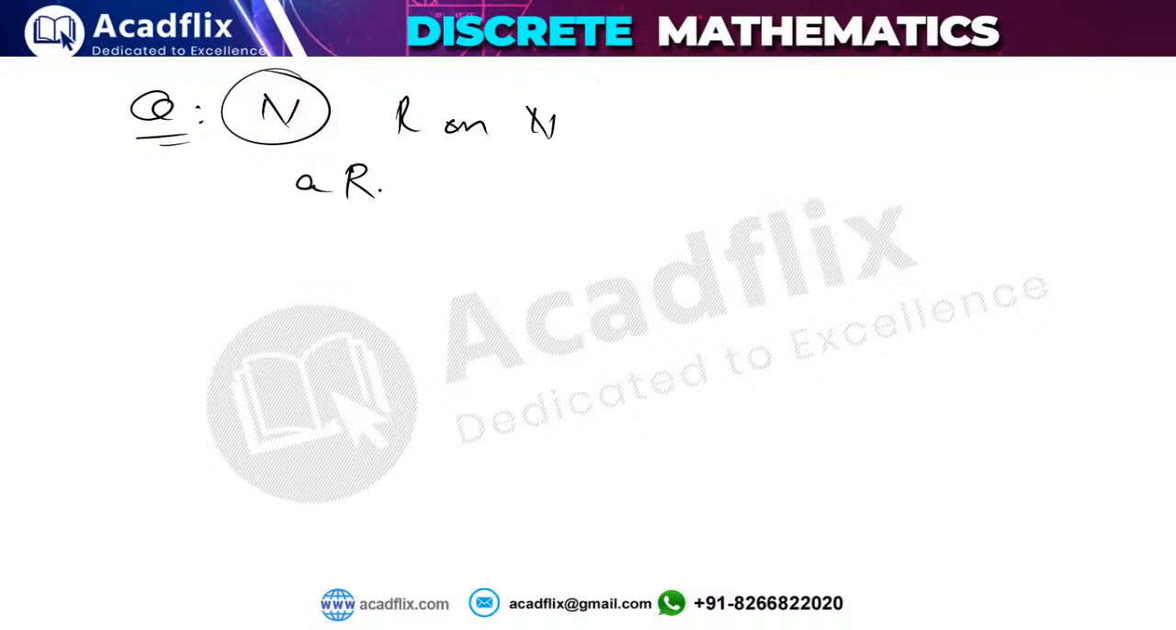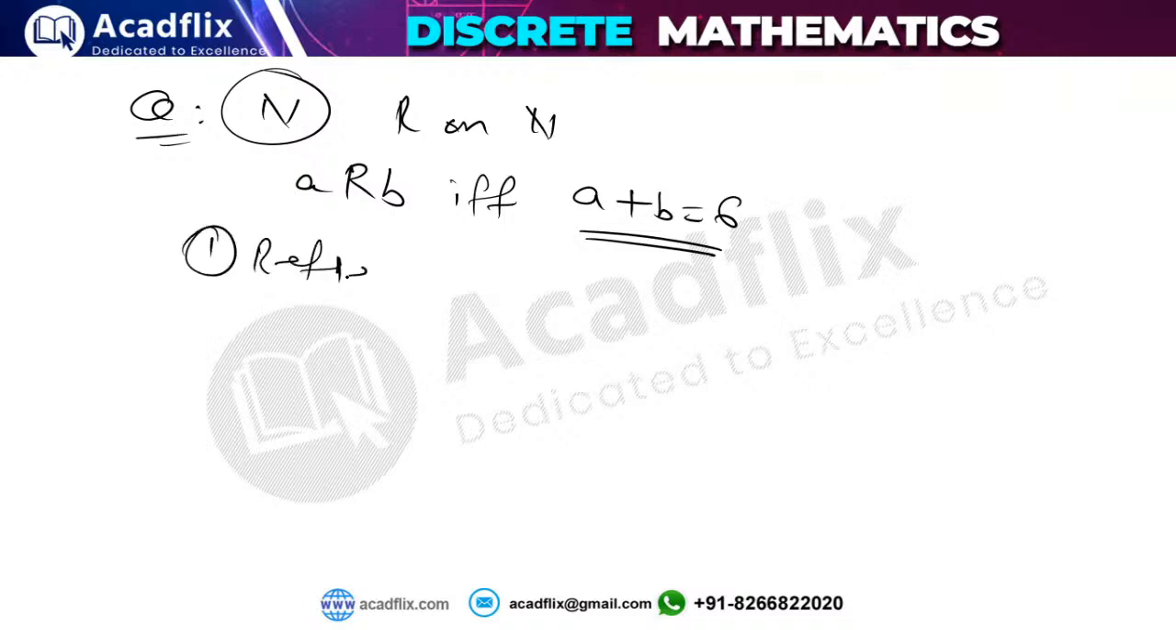Now let me ask you one last question. Our domain is the set of natural numbers. This is our base set. We are defining a relation R on N such that A is related to B if and only if A plus B is equal to 6. This is our question. Now tell me, the first question I am asking, is it reflexive?